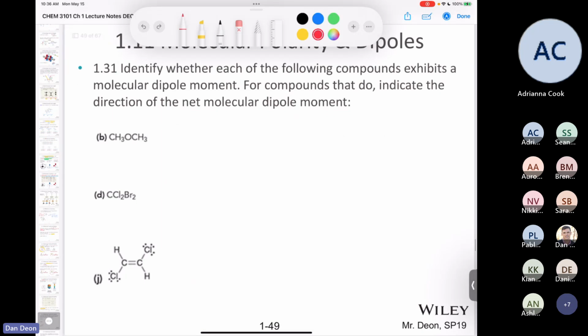All right. So what we're going to do now is we're going to take a short break again. And what I want you to do during the break is tackle this problem. Question 1.31, it says identify whether each of the following compounds exhibits a molecular dipole moment. And if it does, try to indicate the net direction of that molecular dipole. So we'll take a break for a few minutes and then we'll come back and we'll tackle this problem, question 1.31.